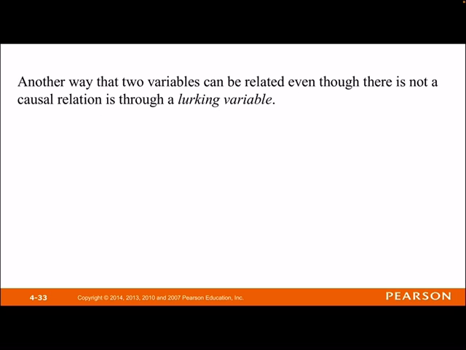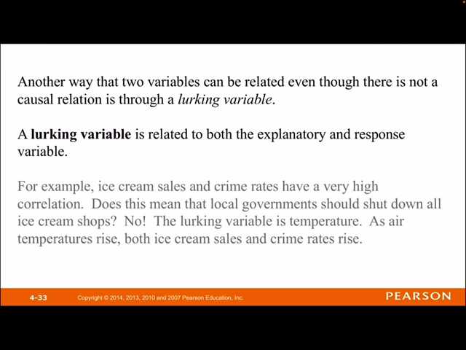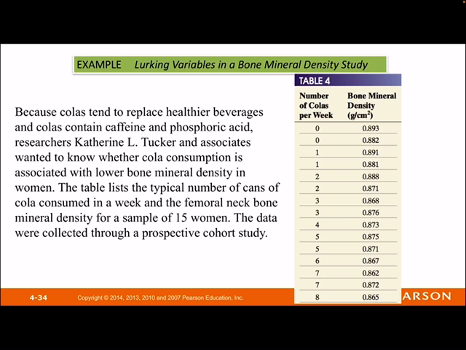Another way that two variables can be related, even though there is not a causal relation, is through a lurking variable. A lurking variable is related to both the explanatory and response variable. For example, ice cream sales and crime rates have a high correlation. Does that mean local government should shut down all ice cream shops? No. The lurking variable is temperature. As air temperature rises, both ice cream sales and crime rates rise.